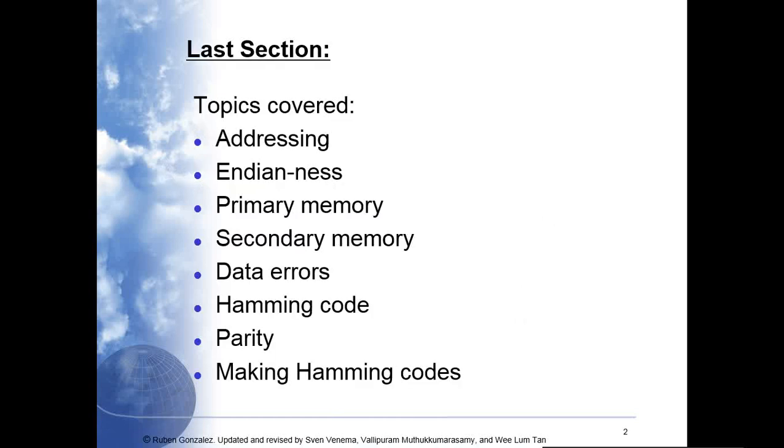Last time we covered the idea of addressing. We talked about little and big endian. We talked about the differences between primary memory and secondary memory. And then we had a chunk of stuff on data errors and how we detect errors and how we correct errors. And that was to do with parity and the Hamming code stuff. You'll see more information about that in the workshops coming up.